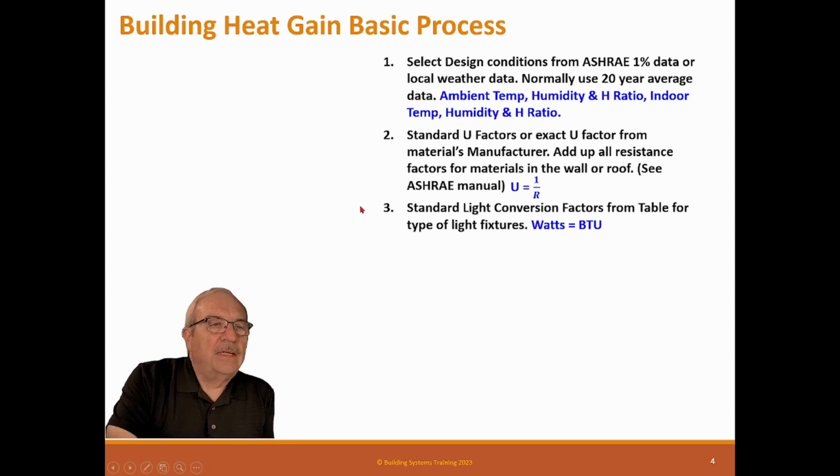Now, standard light conversion factors from a table for the type of light fixture. So you need to figure out how many BTU per watt these light fixtures give off. Now, in the older days when we had T12 fluorescent lights, it was a bunch. It could be 2.5 watts a square foot. Nowadays with LEDs, we're down around 0.5 watt a square foot, so it's changed a lot.